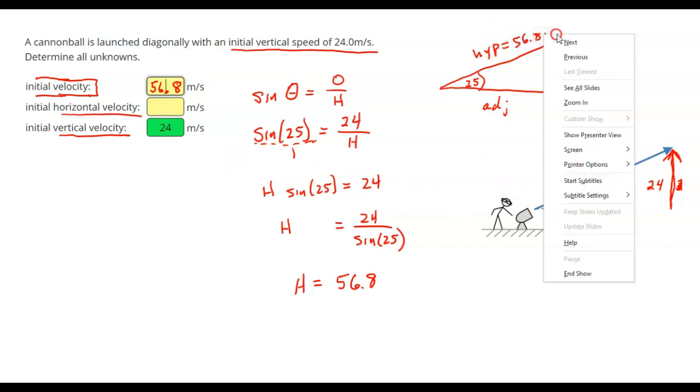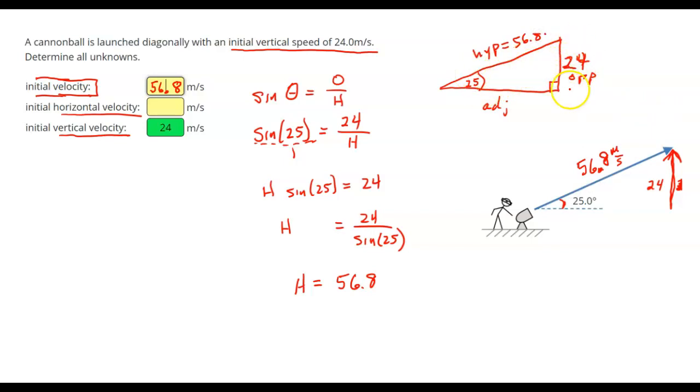56.8 meters per second coming out of the cannon. That has a vertical velocity of 24 meters per second. We want to figure out the horizontal velocity as well here. So what can we do? One way certainly to do that would be to use cosine, right? Because we know this is the adjacent side, this is the hypotenuse. So let's do that. Well, actually, let's do another. Let's do tangent, because we know the opposite is 24. This is the adjacent side. Okay, so let's do tangent.